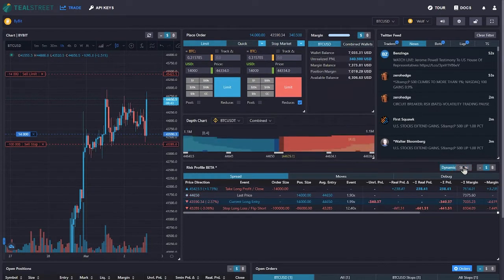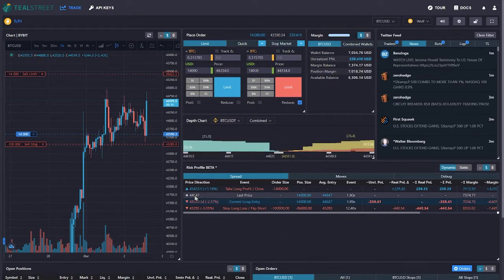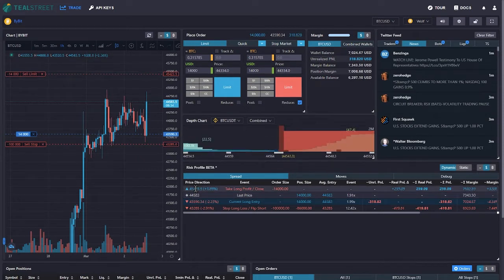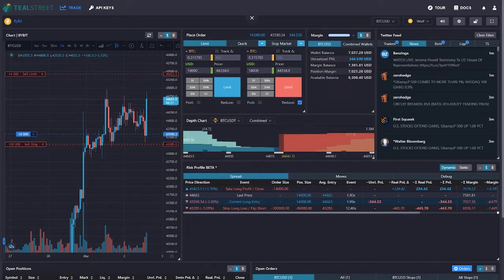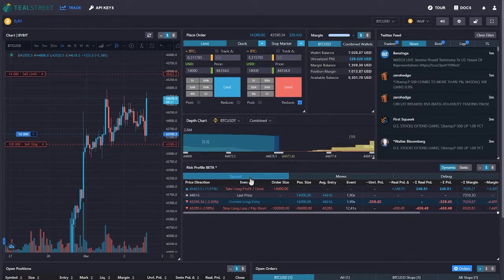And we will start here, but I'm going to first go through the header definitions. So the dynamic and static toggle works exactly the same. Price direction is the direction in which price is moving from the last price, diamond in the middle. You can see this is up, blue arrow, and this is down, red arrow. The event is very important to understanding this. What it does is it takes your resting orders and your position and your stops and your entry and basically calculates everything that happens at those points from the current price.